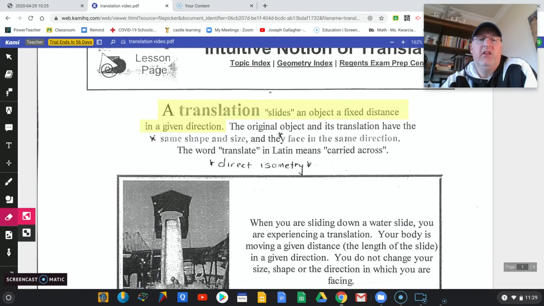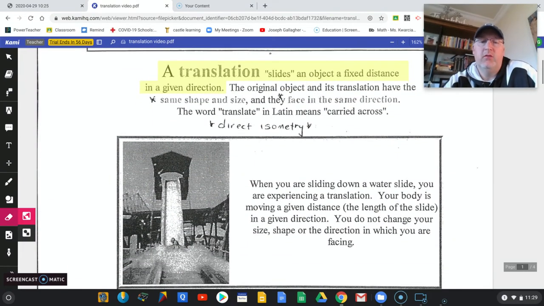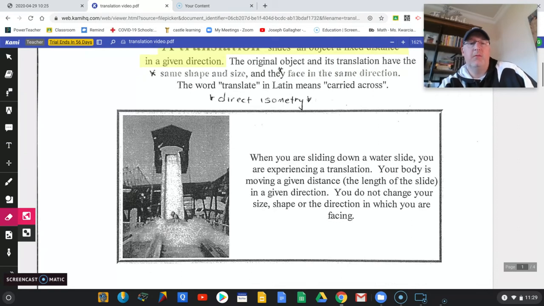A translation is nothing more than a slide of an object some fixed distance in some direction. Translations always need to tell you which way they're moving and how far they're moving. When you're done with a translation, you're going to end up with an object that's the same shape, the same size, and facing in the same direction. So that tells us it's going to be a direct isometry from what we did before.